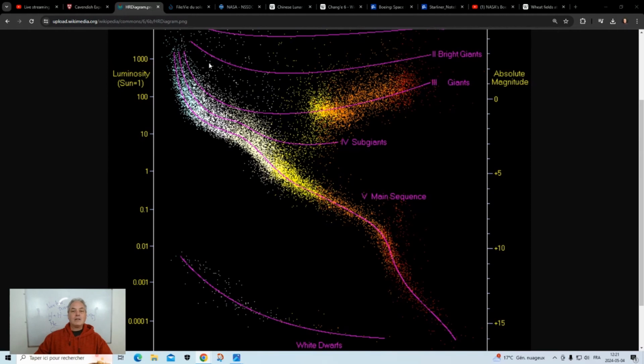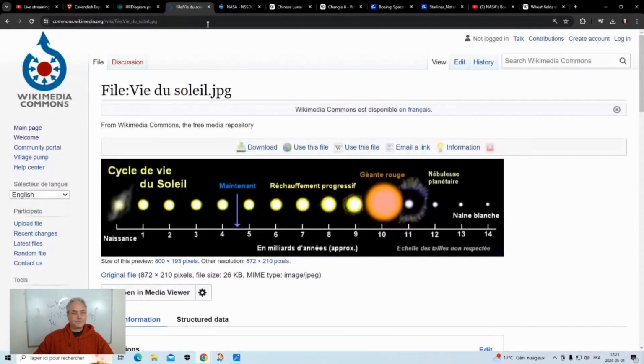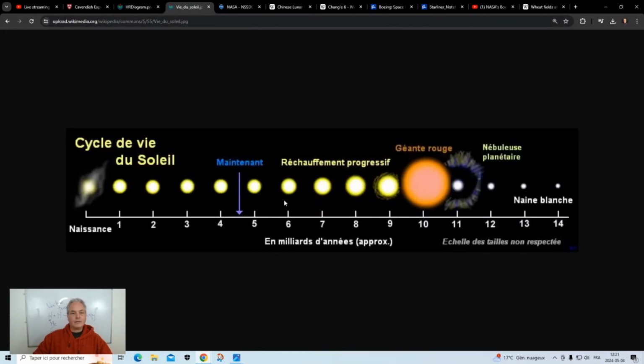Now, what else do we know about stars? Here's another drawing that is useful. At the beginning, when you have a nebula, like the theory of a solar nebula, the material gets together and gets to a point where we have a protostar, and then we have our sun. Our star, the sun, has been shining for 4.5 to 5 billion years.